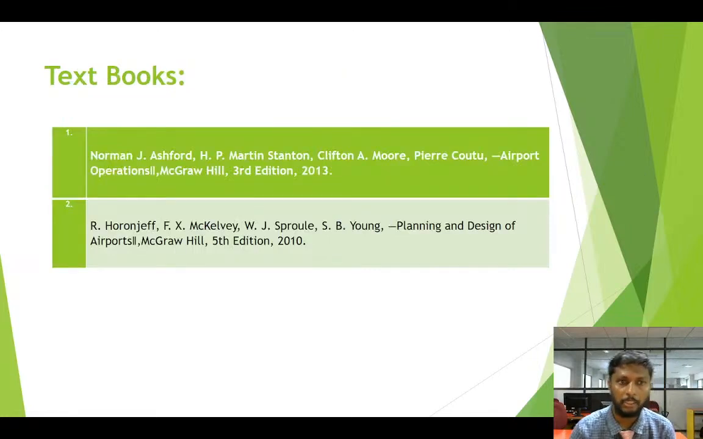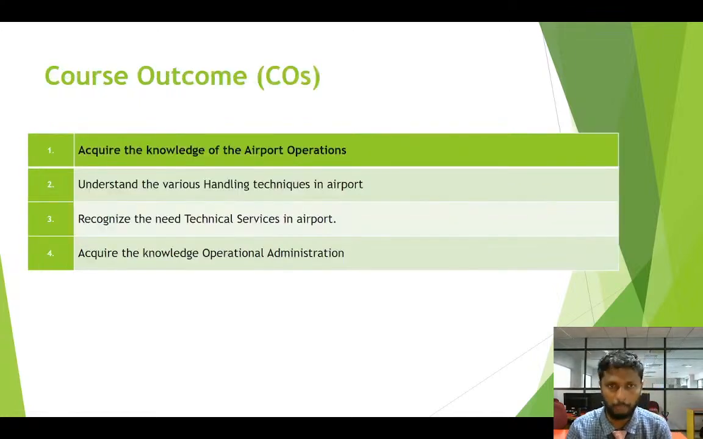For these things, we will follow the textbooks Airport Operations by Norman, and Planning and Design of Airports by Horonjeff, right? We will follow these two textbooks for this subject. And what are the basic course outcomes of this subject, airport operation? After you select airport operation, what are the outcomes, and why do we have to study this subject?